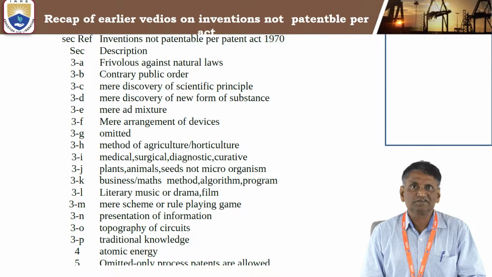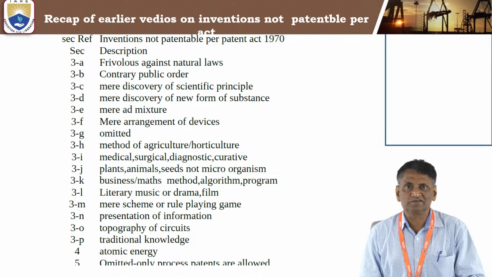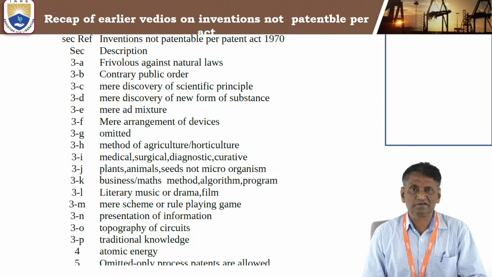Then section 3D says mere discovery of a new form of a substance. Suppose there are polymers and there is some other variety of the same substance in a different form, say for example, crystalline form, beta crystalline form. Those things are not patentable because it is the same substance. Novartis, actually a famous case, lost their patent. Their patent was rejected because their invention was nothing more than the beta crystalline form of an existing chemical, which is already known.